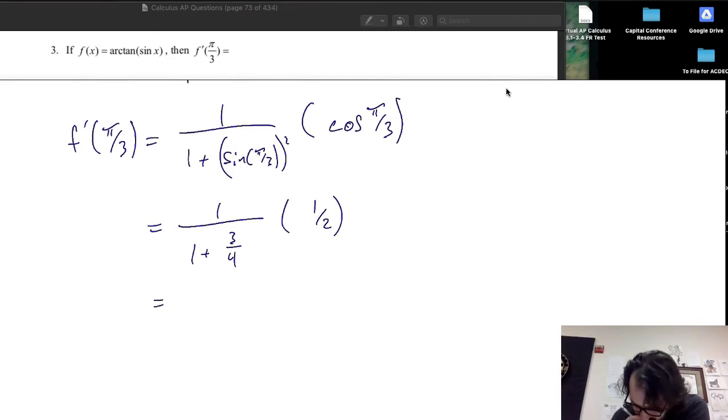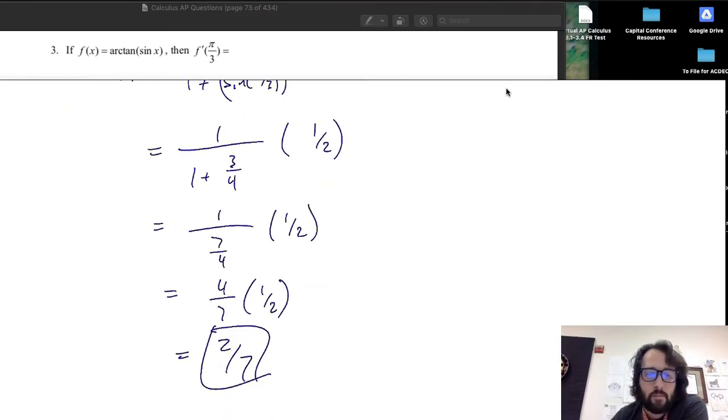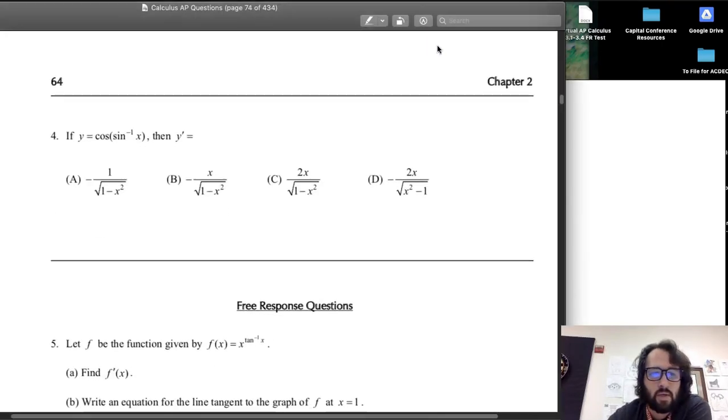Maybe not. Maybe it's 2/7. Yeah, it's probably going to be 2/7. Because I have 1 over 7/4 times 1/2, which is 4 over 7 times 1/2, which is 2/7. Well, 4 divided by 2 is 2, so it should simplify to that. All right, let's see what else we got here.